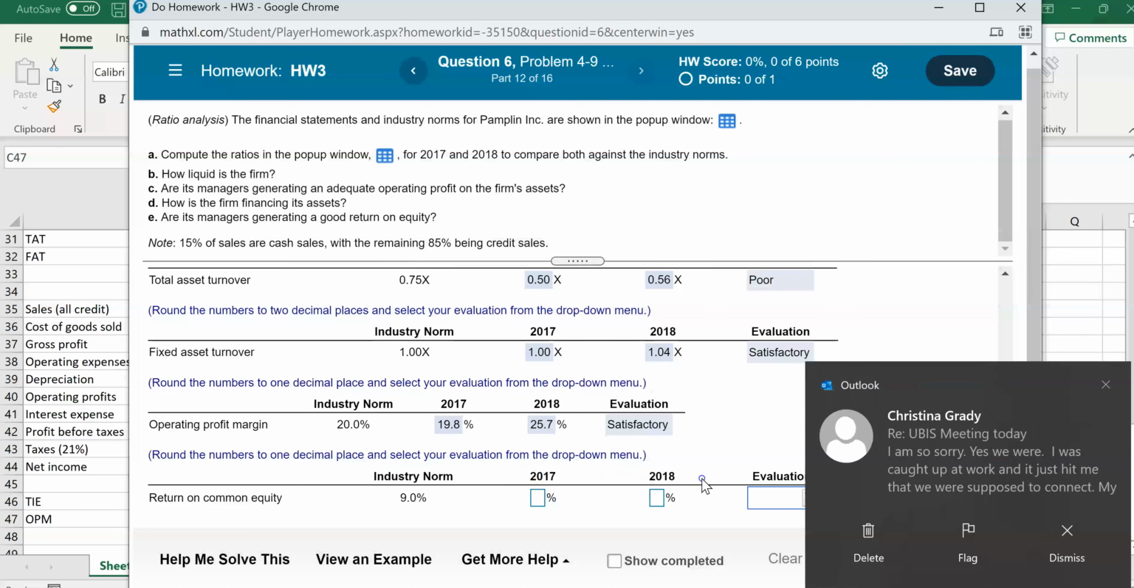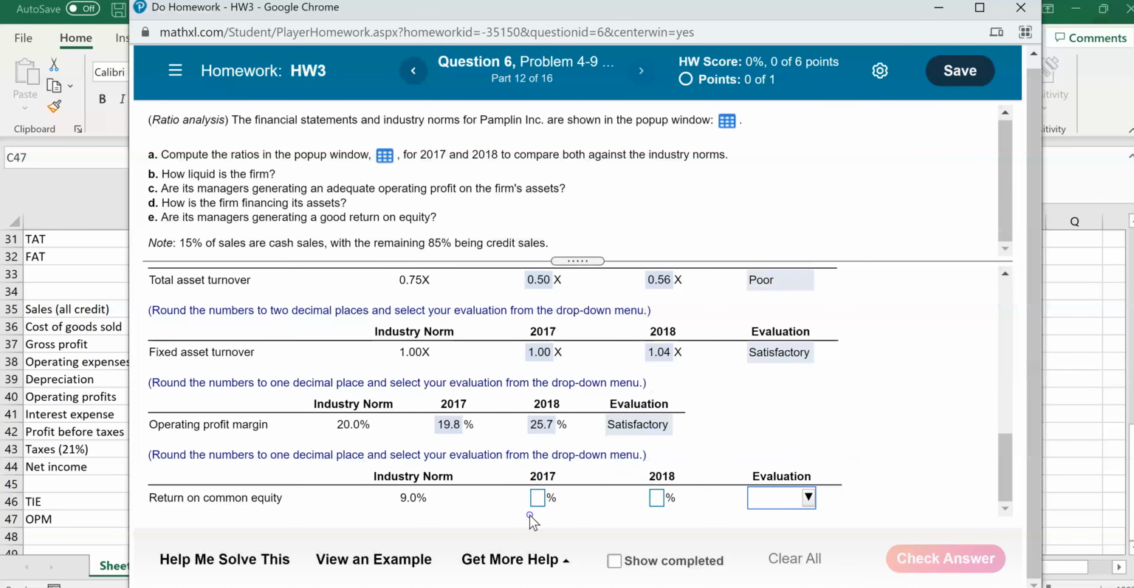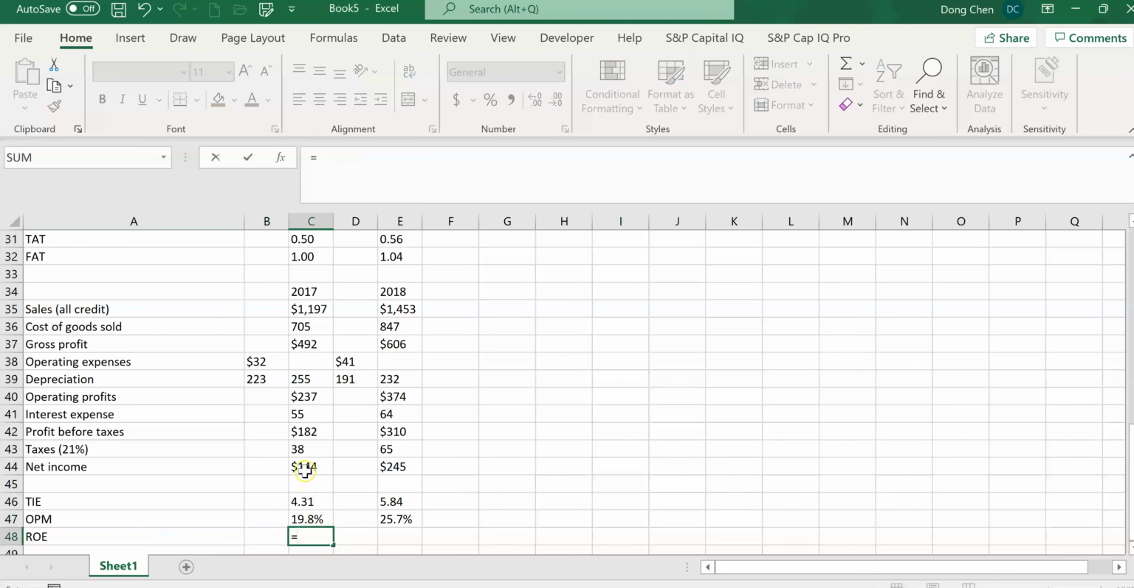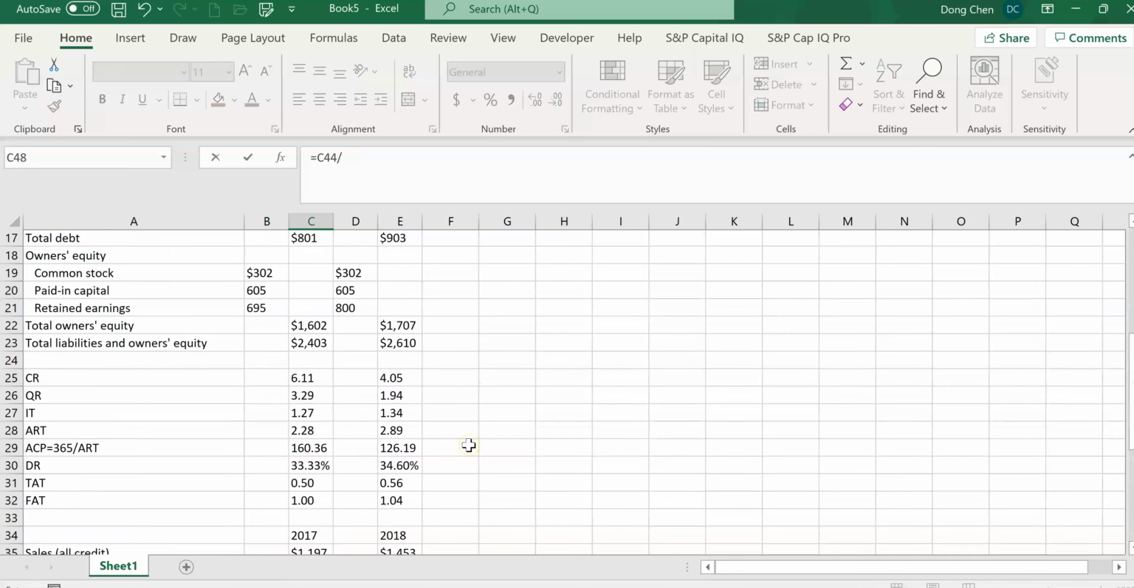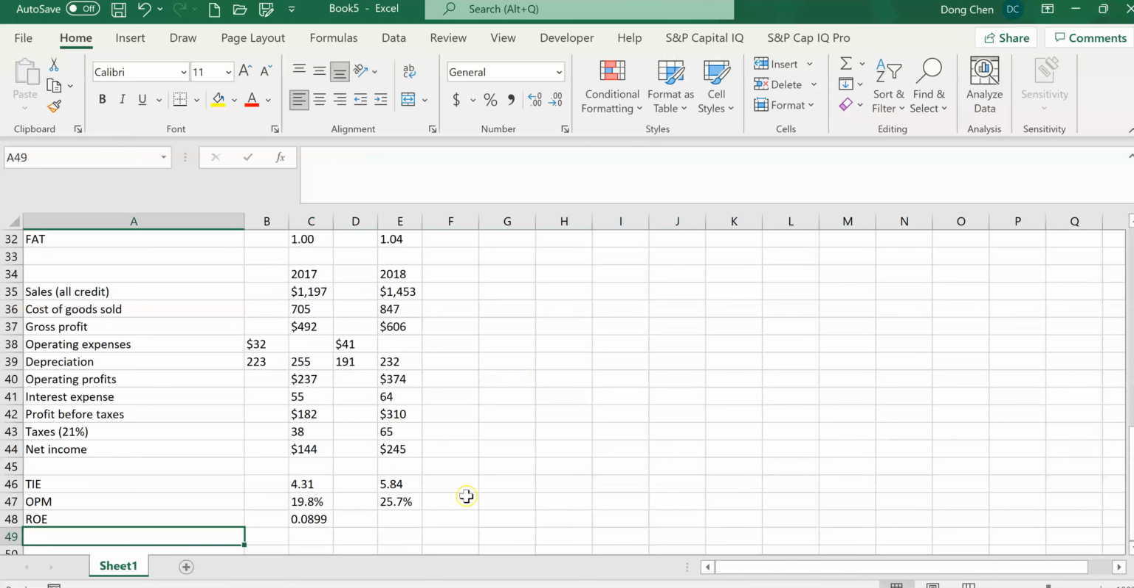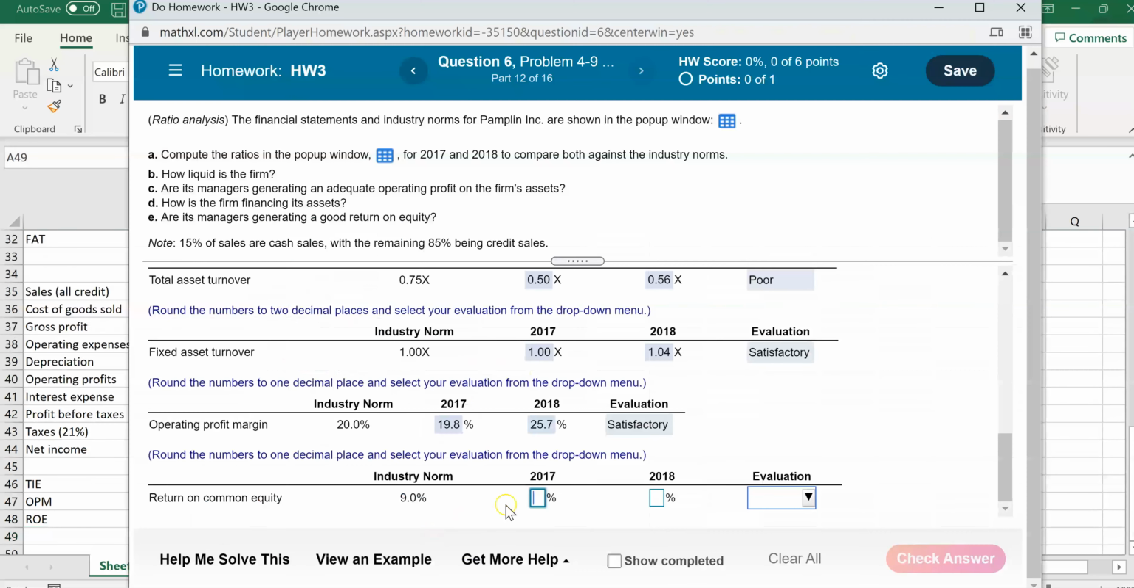Okay, the return on common equity. This is just ROE, right? This is defined to be net income, that's the numerator, and the denominator is the common equity, right? We can find that from the owner's equity on the balance sheet. Again, we need to be careful about the rounding requirement. Round the numbers to one decimal place.